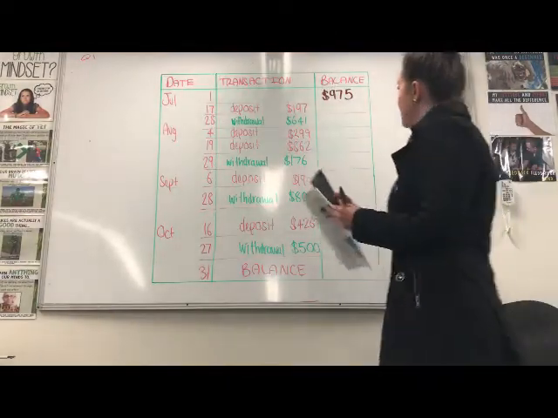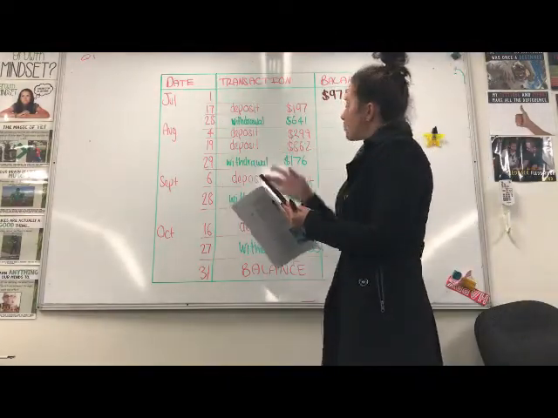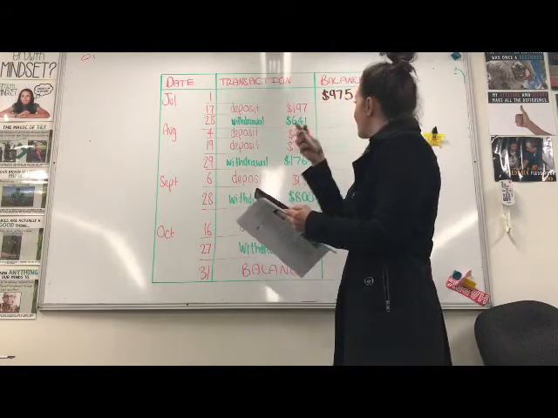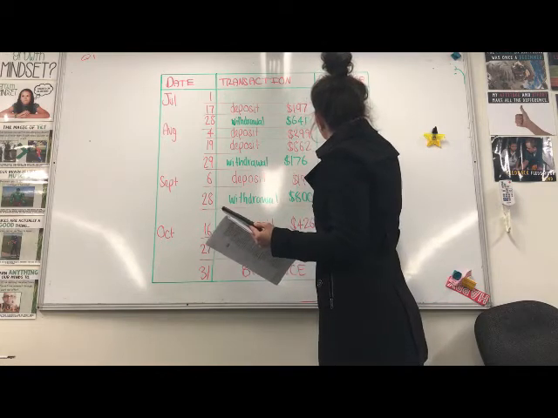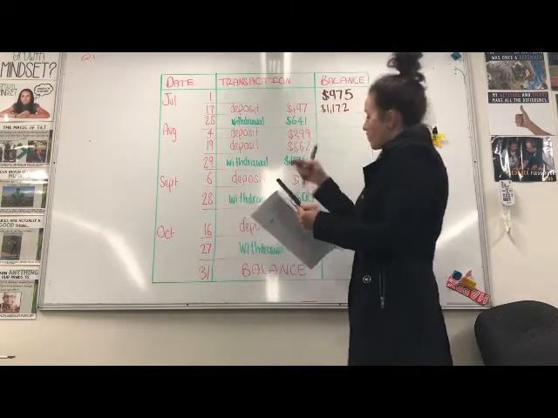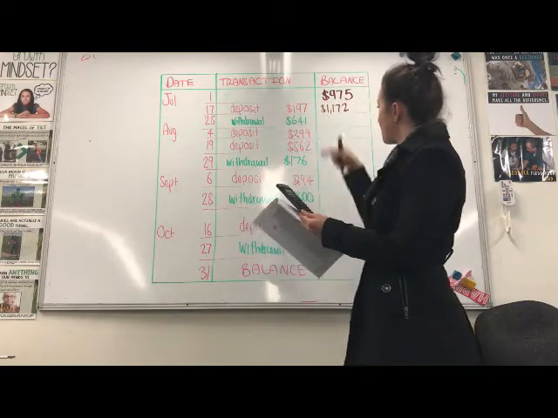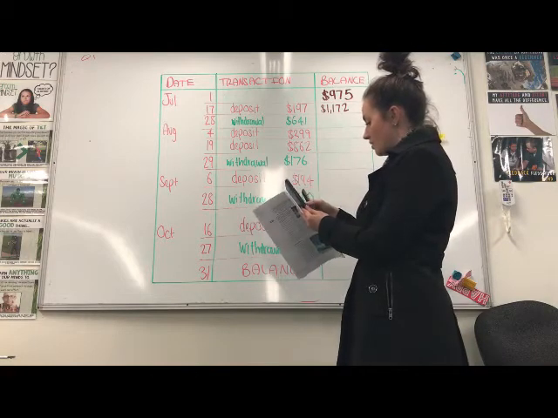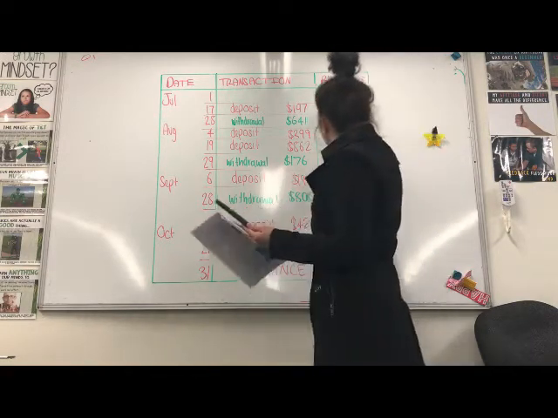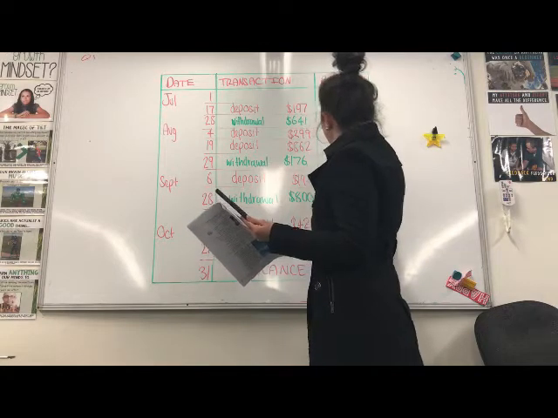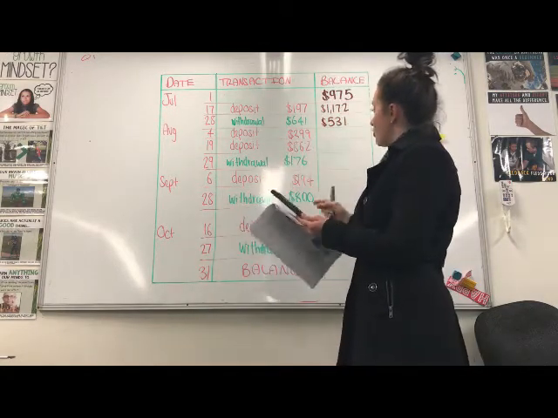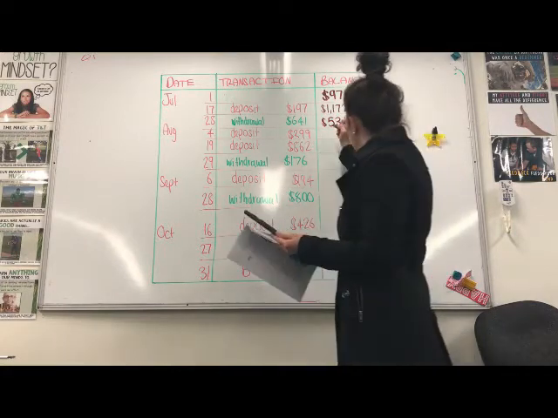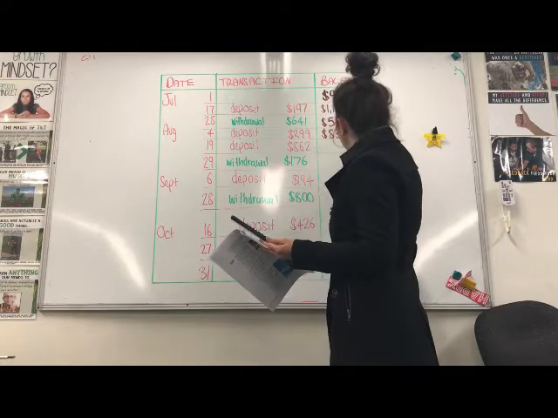So my first one, 975, a deposit, so I'm adding 197 equals 1172. Then I'm withdrawing from this value here. They say that this person took out 641. Okay, so that's 531 now. On the 4th of August, they then deposited 299, so I'm adding 299, which then brought the total to 830.